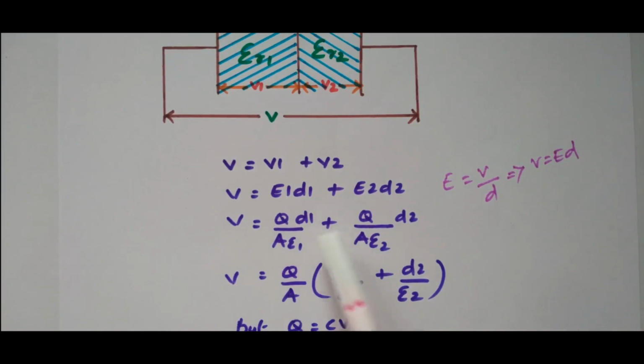Now this E can be replaced as Q divided by A epsilon. The general formula for electric field intensity is Q divided by A epsilon. So E1 is Q divided by A epsilon 1, into d1. This E2 is replaced as Q divided by A epsilon 2, into d2. Right? So Q by A is common to both terms, so that is taken outside. So what do we have? V equal to Q by A into d1 divided by epsilon 1 plus d2 divided by epsilon 2, right? Q by A is taken outside.